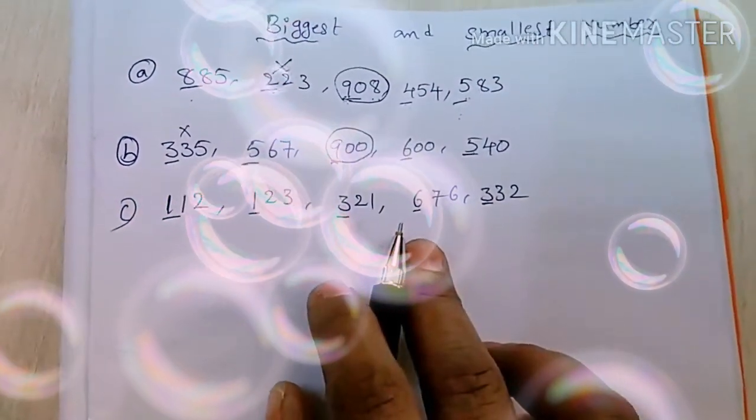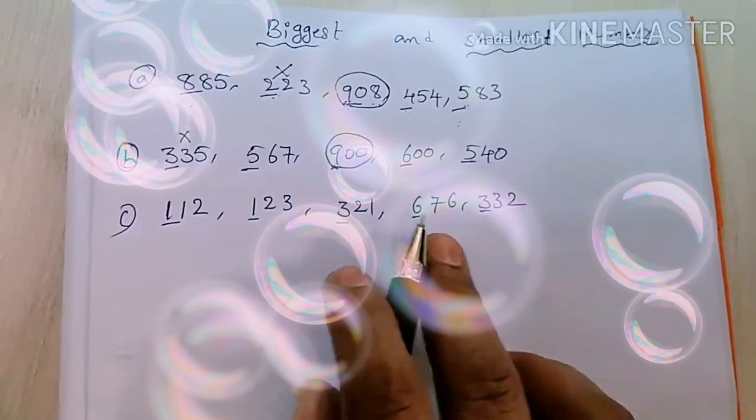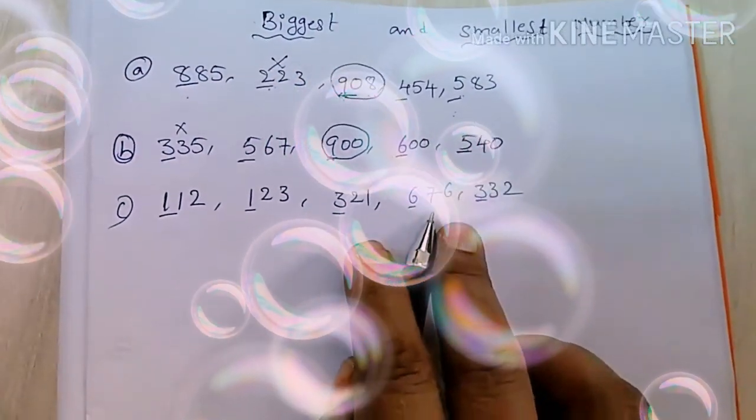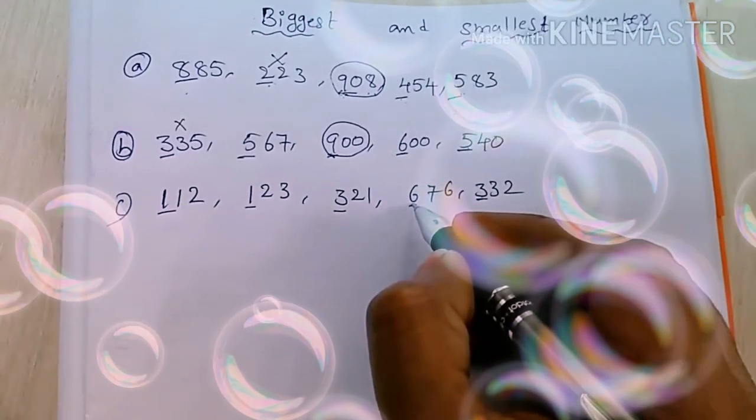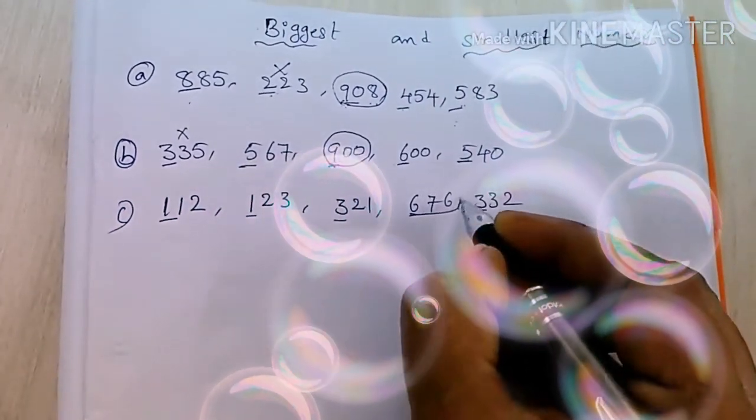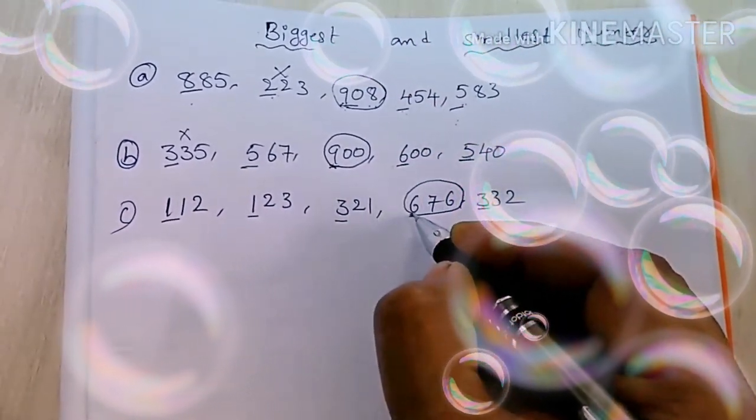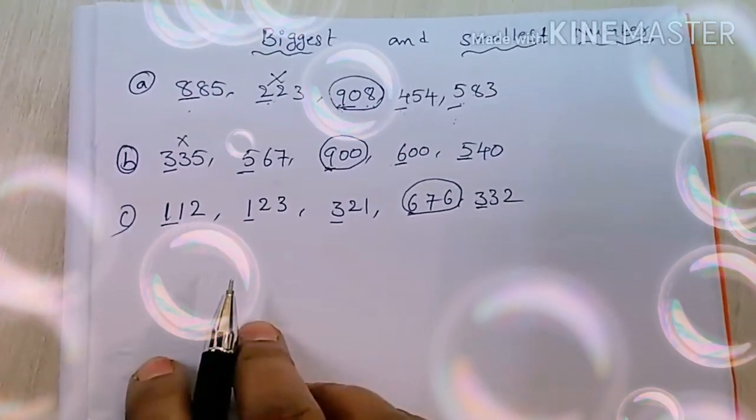So 676 is the biggest number in the given numbers. So circle the biggest number. Now come to the identification of the smallest number.